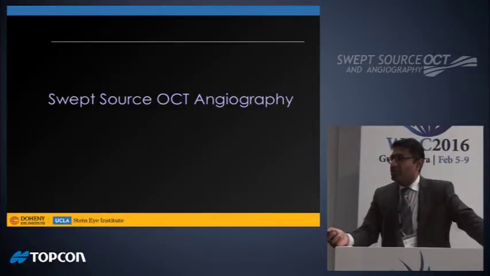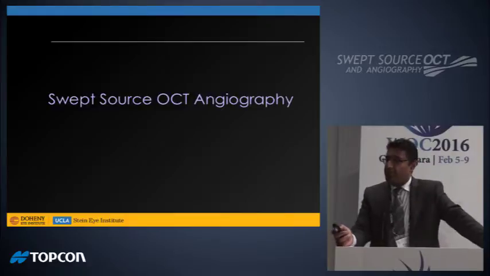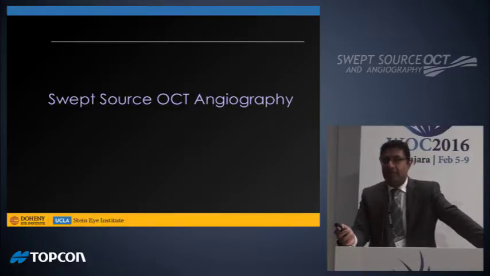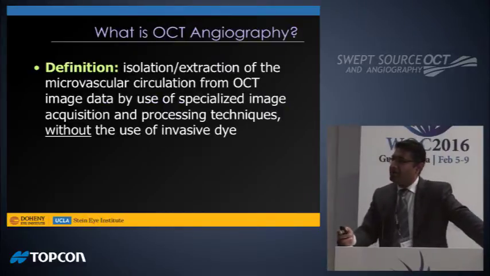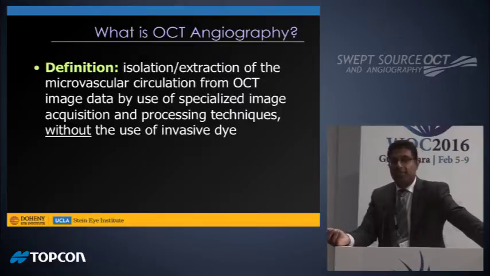Okay, so I'm going to switch gears and finish up with swept source OCT angiography. And OCT angiography is the huge rage. I think there's another instructional course, I was told, following this symposium as well. But in any event, I just want to start out with a definition. What do we mean by OCT angiography? We're referring to the isolation or extraction of the microvascular circulation from the OCT image data using a combination of specialized image acquisition as well as processing techniques that don't involve the use of an invasive dye. So that's sort of the basic definition.